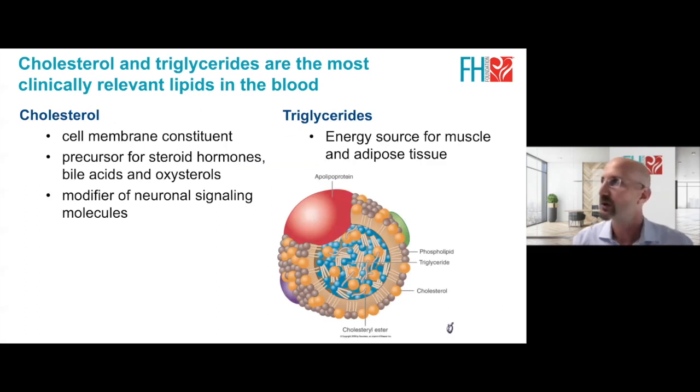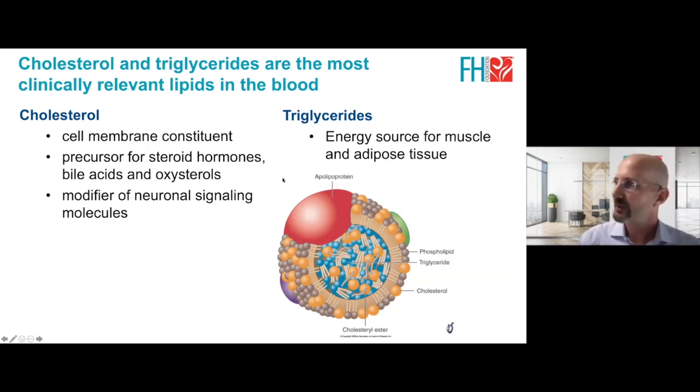So what is cholesterol, and what are triglycerides, and what are lipids, and why do these matter? This is a very simple definition, but it actually tells a lot. Cholesterol in the body plays a few different roles. It forms parts of cell membranes throughout the body. Cholesterol serves as the building blocks for steroid hormones, sex hormones, and other hormones, bile acid binding resins, and oxysterols. It also serves as a modifier of neuronal signaling. Triglycerides are also carried in lipid particles, and triglycerides are an energy source for muscle and adipose tissue.